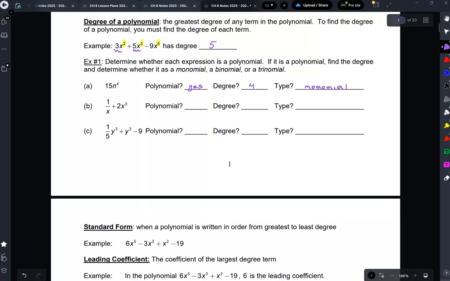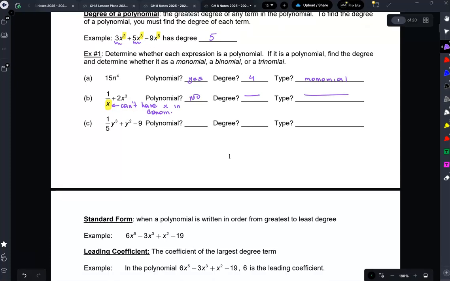Okay, this one is not a polynomial. And the reason is, in a polynomial, you cannot have a variable in the denominator. Okay? So for a polynomial, you can't have x in the denominator. So then these are just like nothing. Okay? It doesn't apply. Here, is this a polynomial?